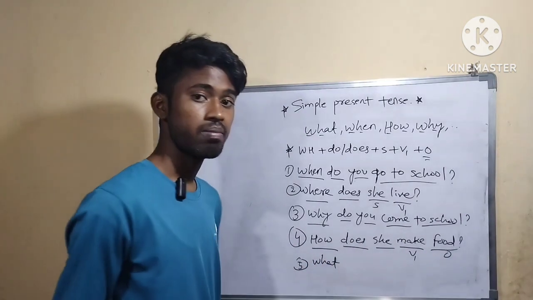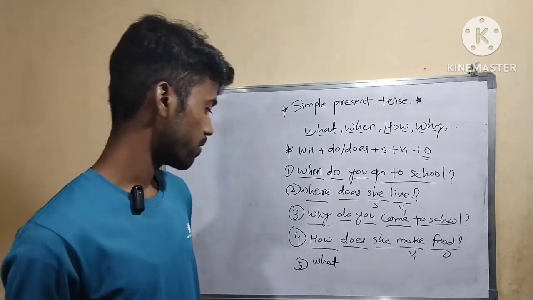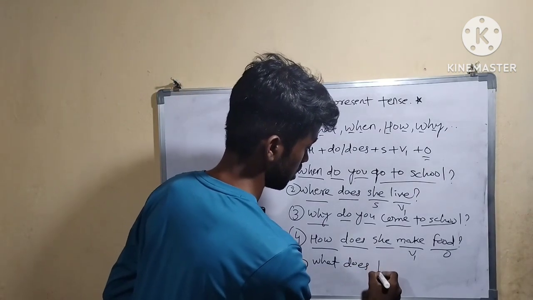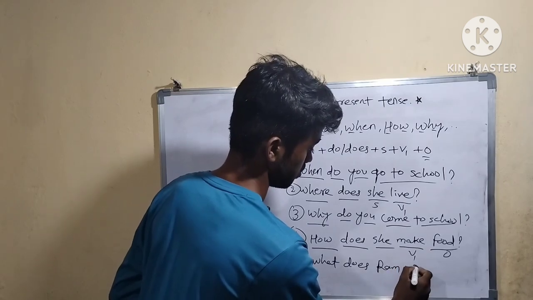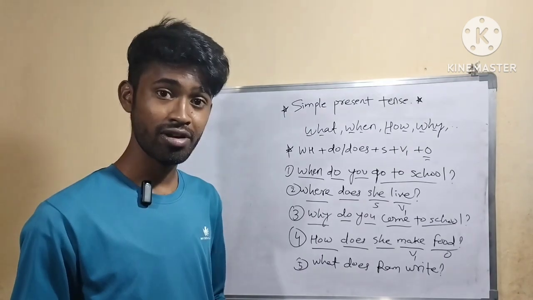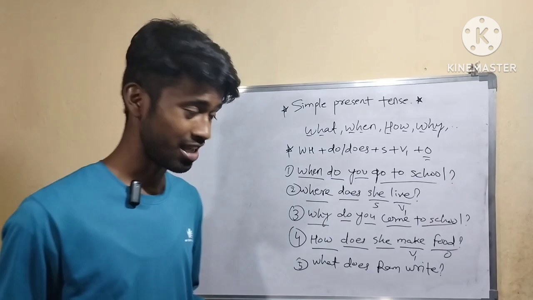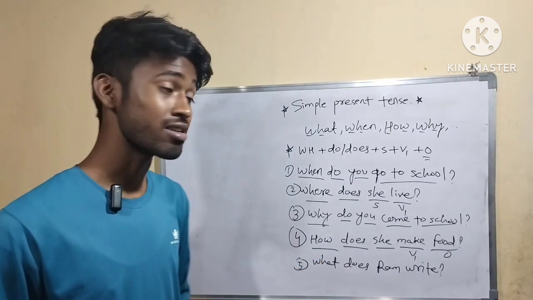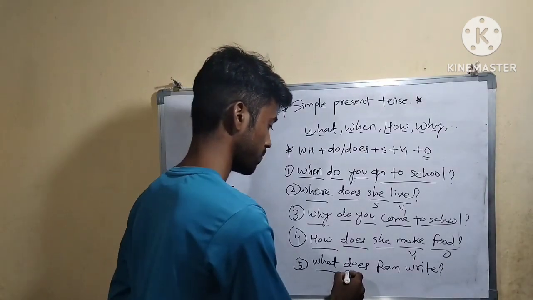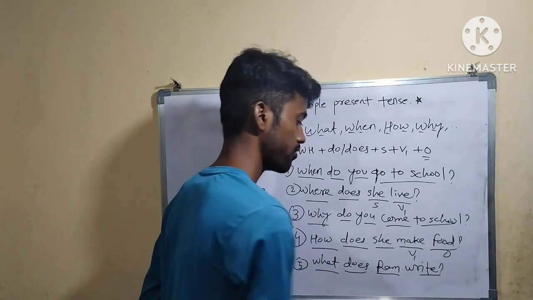So whenever we are framing a question using what, there will be no object in that question. Okay, what does Ram write? Let's say every day Ram writes something. So obviously his friends will ask, what does Ram write? So here, what is the WH word, after that does, obviously because Ram is third person singular, and write is the first form of verb.